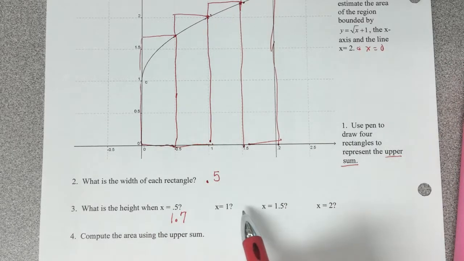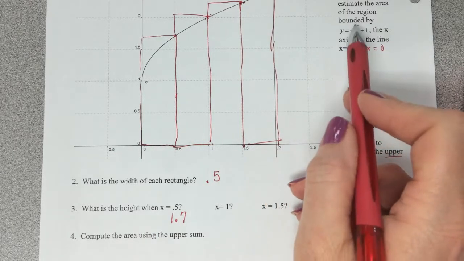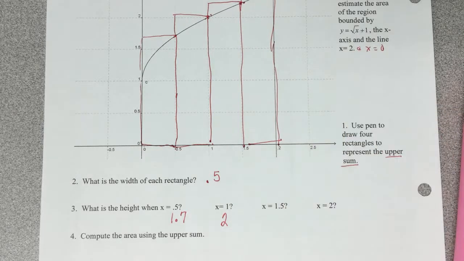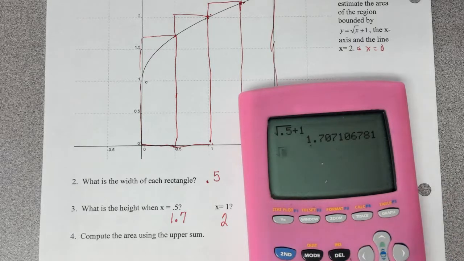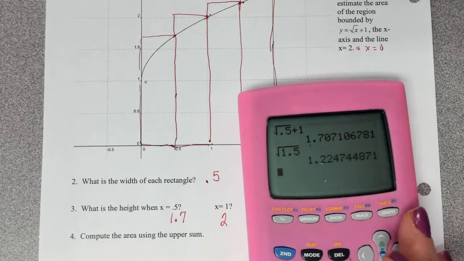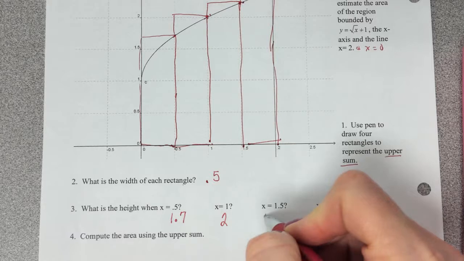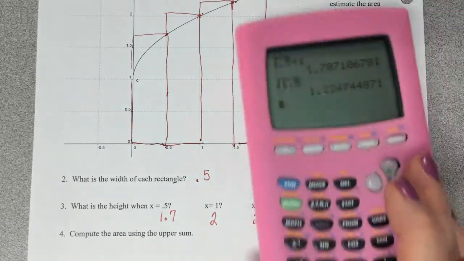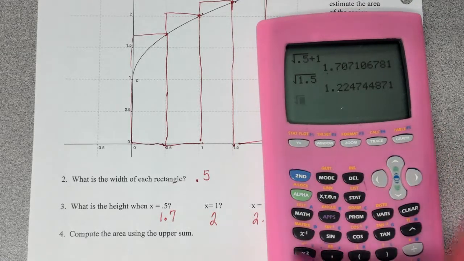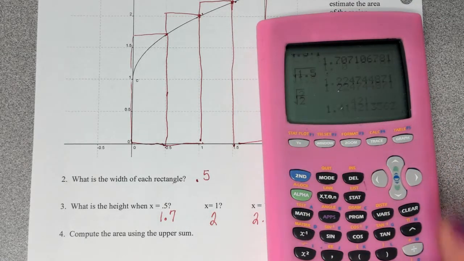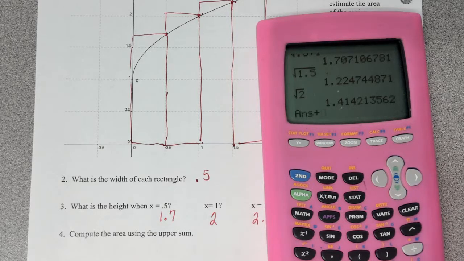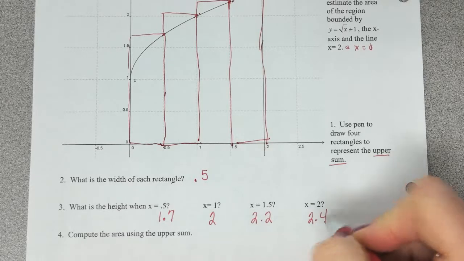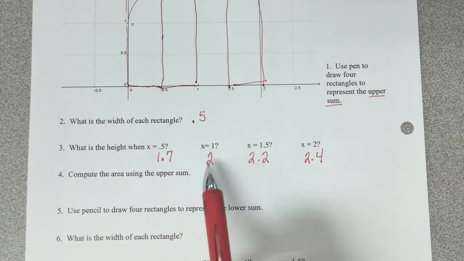Then what is the height when x is 1? Well, I can just plug that in. Square root of 1 is 1 plus 1 is 2. 1.5. I don't know the square root of 1.5. Square root of 1.5 is that, plus 1 is 2.2. 2, I don't know the square root of 2. I mean, I know the approximation, but let's just use a calculator. Square root of 2 is that, plus 1, 2.4. All right, so there are all the heights we're going to be using.